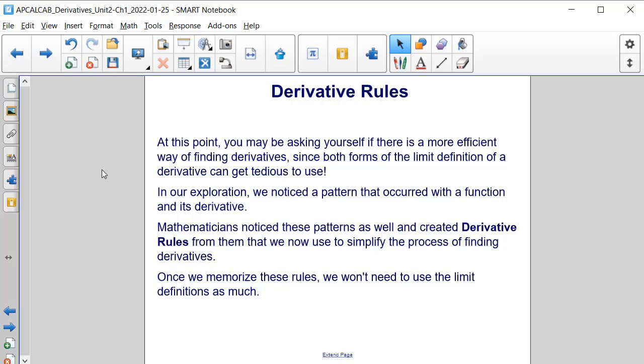At this point, you may be asking yourself if there is a more efficient way of finding derivatives, since both forms of the limit definition of a derivative can become tedious to use. In our exploration, we noticed a pattern that occurred with a function and its derivative. Mathematicians also noticed these patterns and created the derivative rules from them that we now use to simplify the process of finding derivatives. Once we memorize these rules, we won't need to use the limit definitions as much as before.